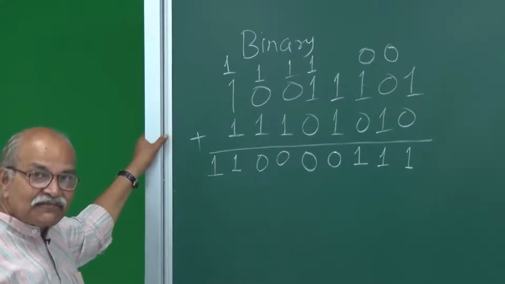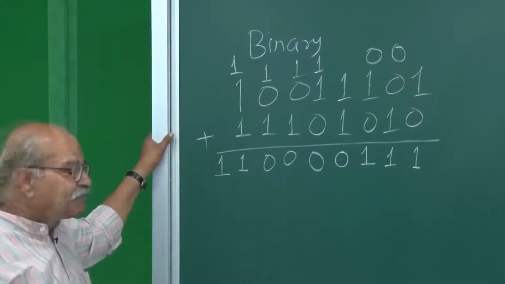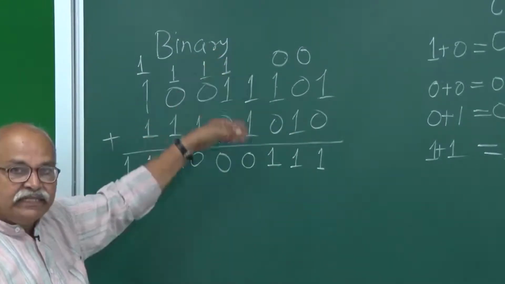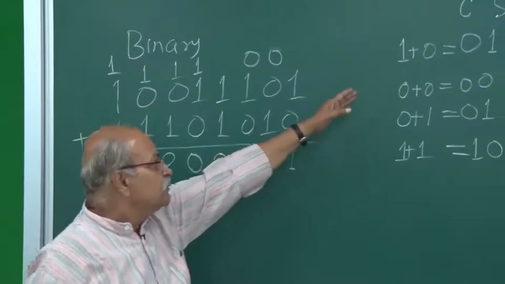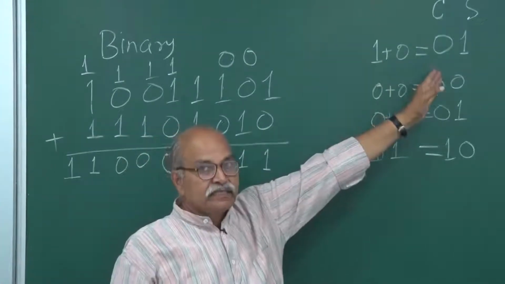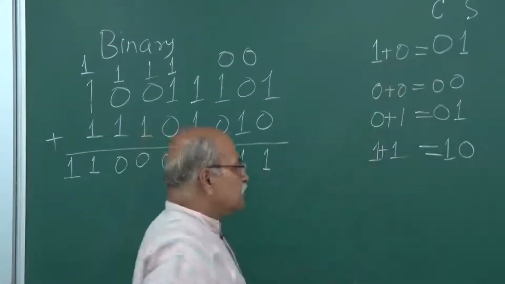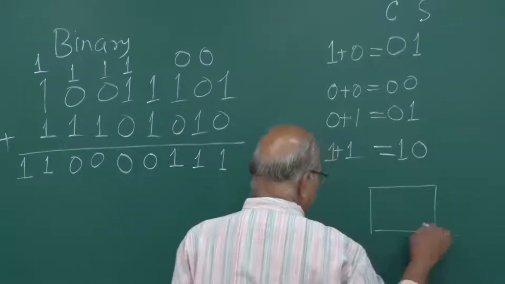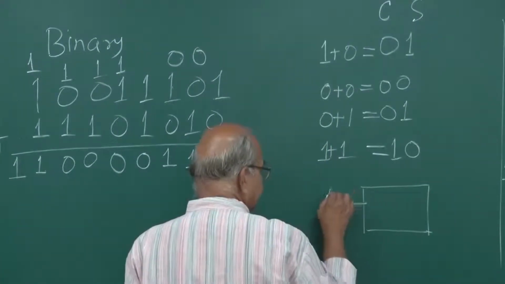Similar procedure as we did in decimals. So the basic thing I must know for this addition is the addition of two digits. So if I write it as a device, then my inputs are here A and B. Let's call them A and B.